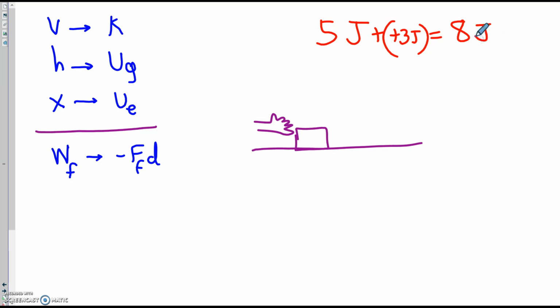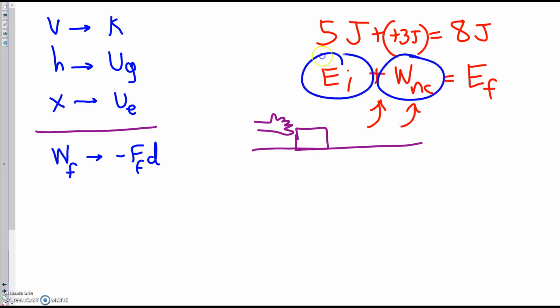So what we're noticing is that you have to take the initial energy and add the external work from non-conservative forces, and that gives you the total final energy. We're adding the work that's done because when you do work, you modify how much energy you started with, and you have to add the modification to get to the final.